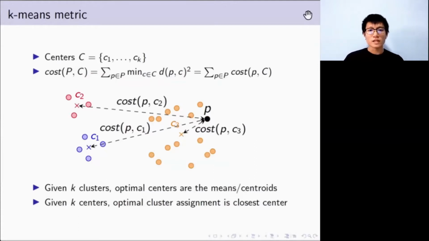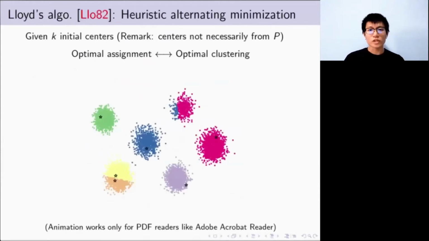Therefore, we see that if either the clustering is known or if the centers are given, then optimizing the K-means objective is easy. This leads to the following natural algorithm known as Lloyd's algorithm, where one minimizes the K-means objective by alternating between the cluster assignments and updating the centers C. So this animation shows an initial set of centers denoted by the stars and how they are updated across different iterations of Lloyd's algorithm. Cluster assignments are indicated by the different colors, and one can see that it changes as the centers are updated.